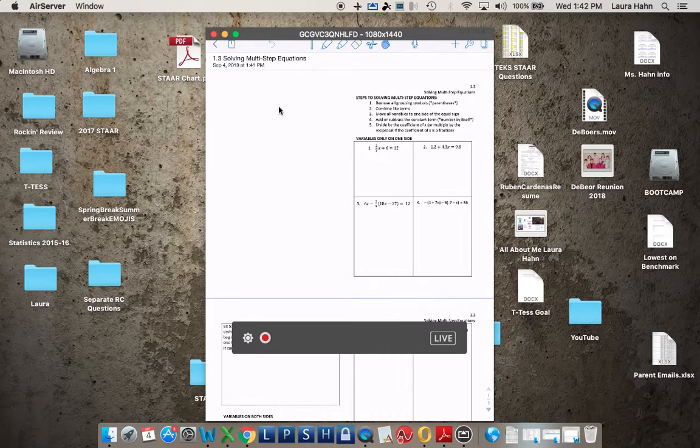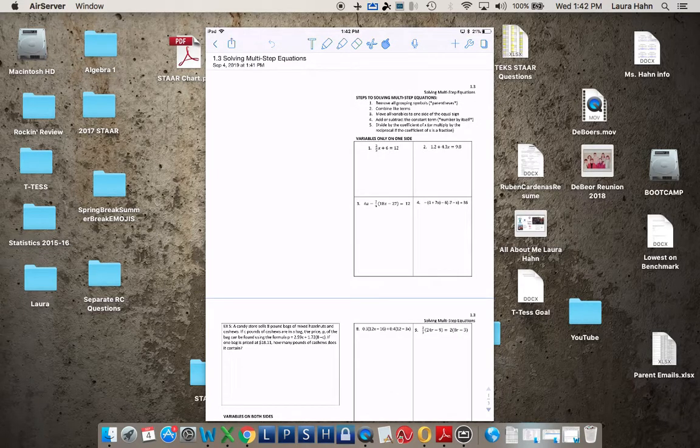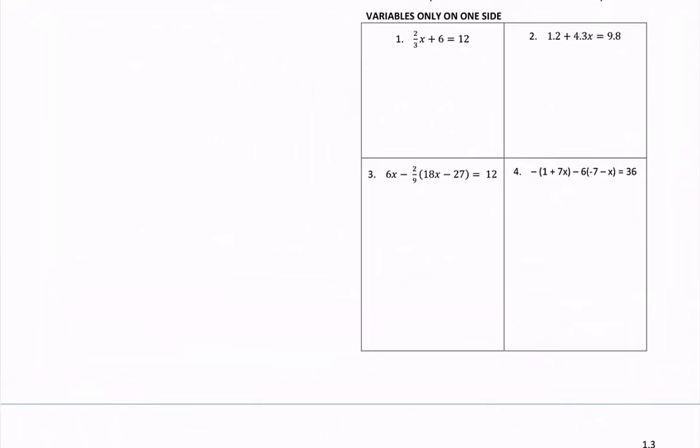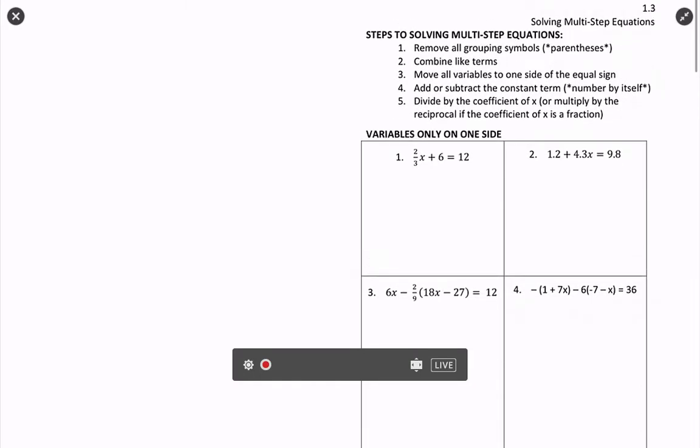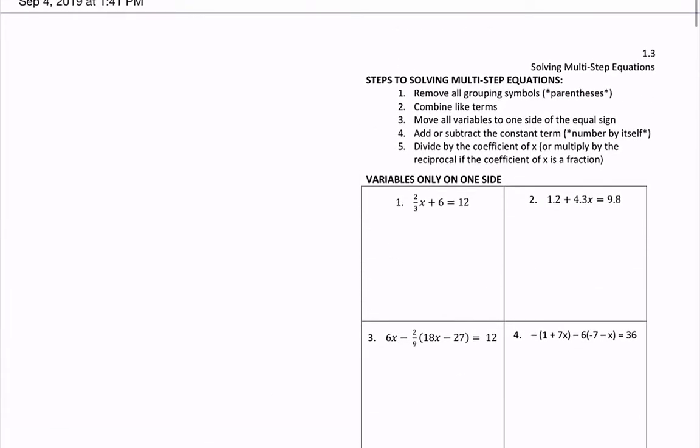Guys. Okay, so the other day we've been working on 1 and 2 step equations, so now we're gonna step it up a little bit. Now we're gonna work on multi-step. All right.